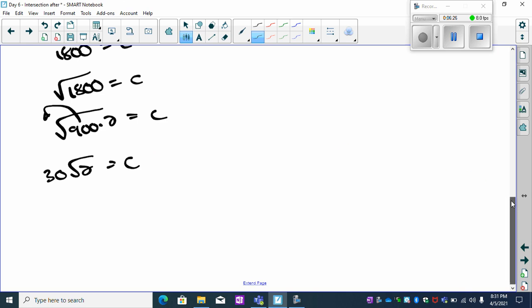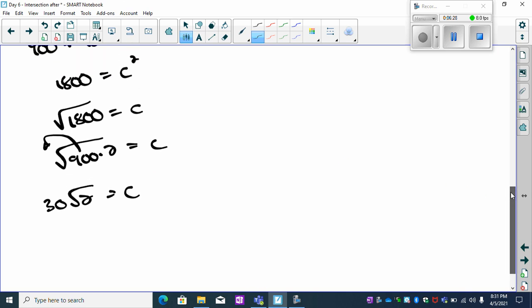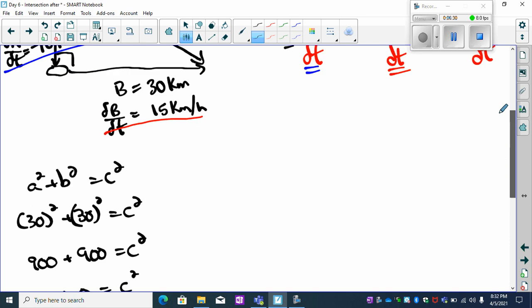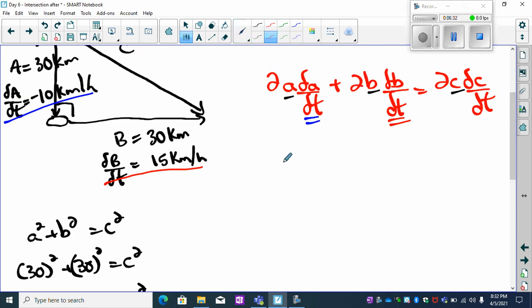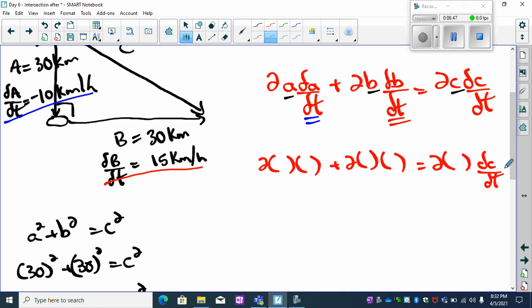So I have 30 for A, 30 for B, and 30 root 2 for C. So I can fill those in. I know that value, that was negative 10. I know this value, that was positive 15. And I'm looking for dc over dt.